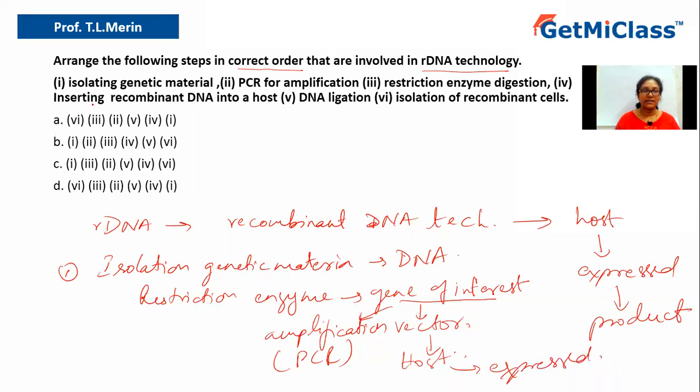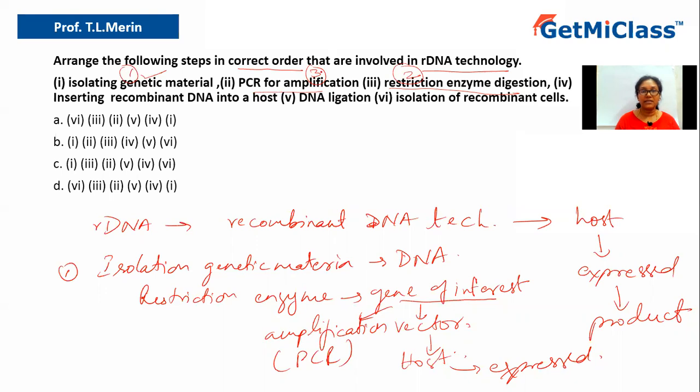Now, let us see. The first statement says isolating genetic material. Yes, that should be the first step. Second says PCR for amplification. So PCR for amplification is needed only once you isolate your gene of interest, and that can be done by the restriction enzyme digestion. So the second step should be restriction enzyme digestion. So the first step should be isolating the genetic material, and then the second step. The third step will be amplification of the gene, that would be PCR for amplification.